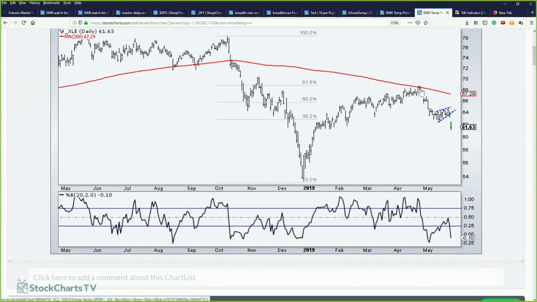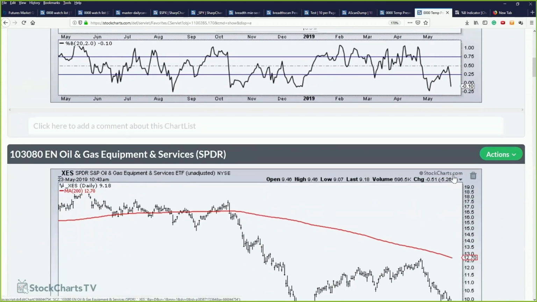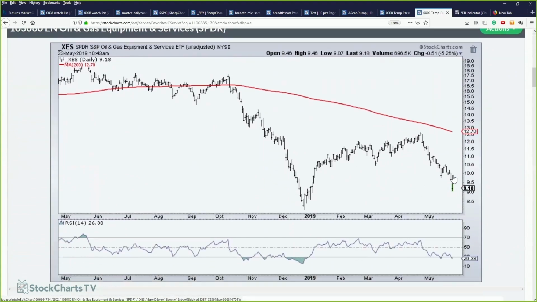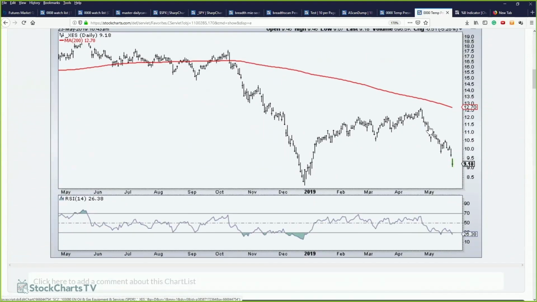All right, you had a decline off the falling 200-day. %B moved below 0.25. Then you had this little wedge, and you broke the wedge. And now we're continuing down for energy. And then oil and gas equipment services looks even worse. It had this breakdown earlier, and it was below the March low first. So it is looking like it is headed to a 52-week low.